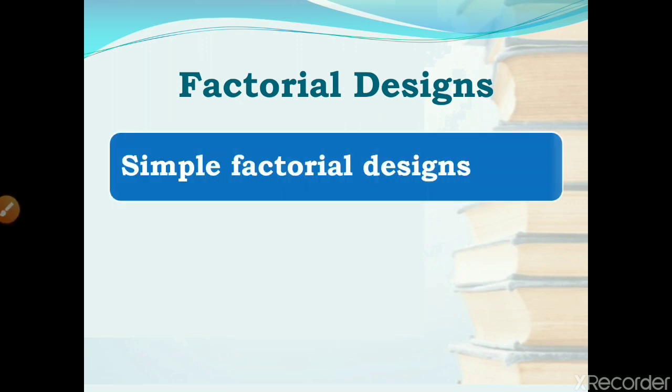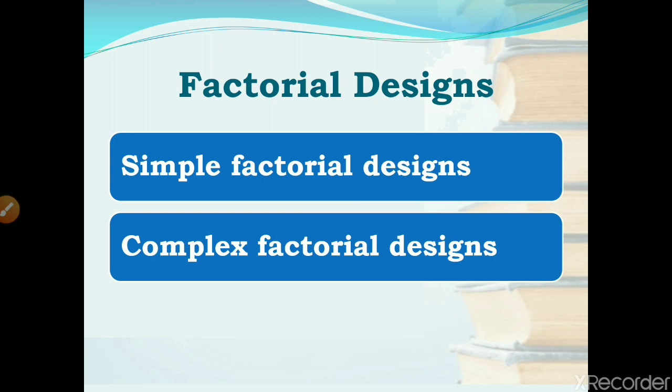Then comes the factorial designs. Factorial designs are used in experiments where the effect of varying more than one factor is to be determined. Factorial designs are of two types. The first one is the simple factorial design and the second one is the complex factorial design. In the previous designs we have just studied the effect of one independent variable on the dependent variable. But when there is more than one independent variable, then we have to go for factorial designs.